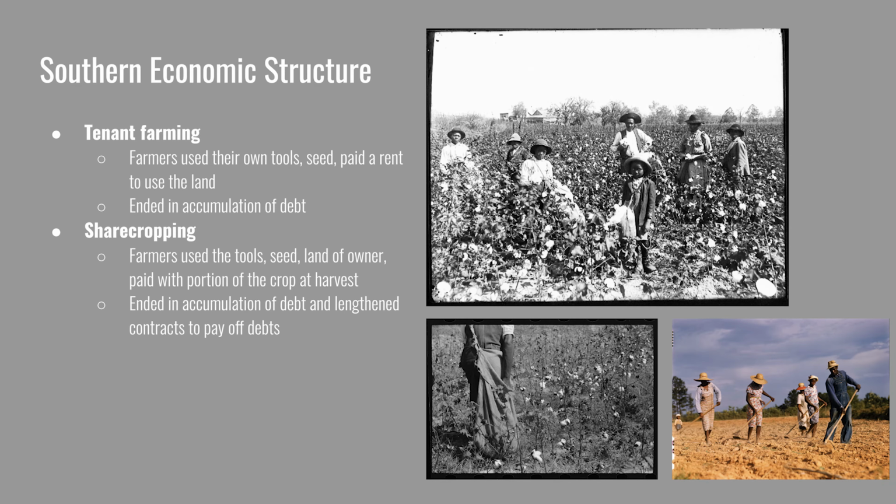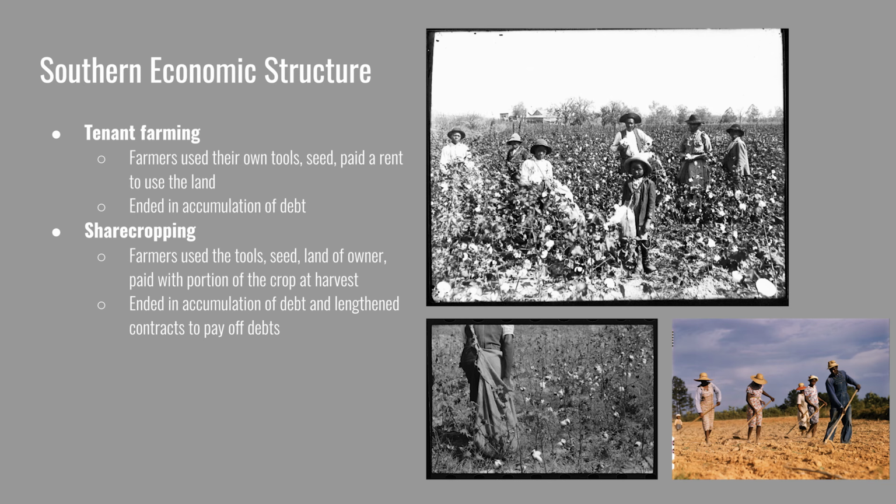Tenant farming was the first of these new methods. Tenant farmers used their own tools, their own seed, and they would pay a rent for pieces of land from these large landholders. At the end of the harvest, they would sell their crops and try to make money, and then continue paying rent for the following year. But as the soil's quality continues to deteriorate and crop prices continue to drop, their profits declined over the years. Sometimes it ended in an accumulation of debt for tenant farmers that could result in the farmers repaying the plantation owners in the form of labor.